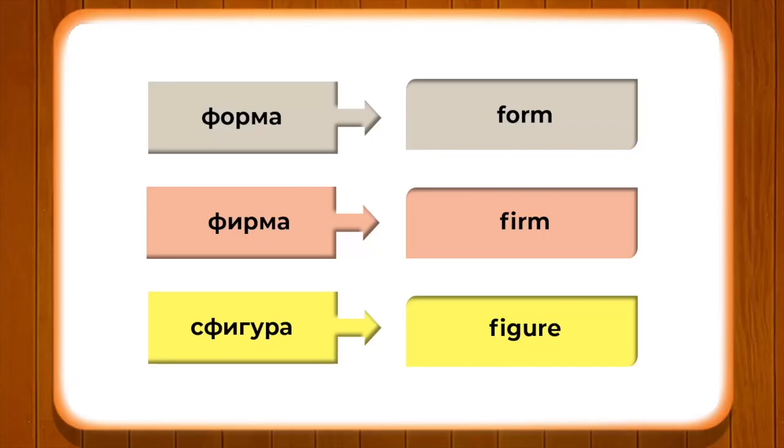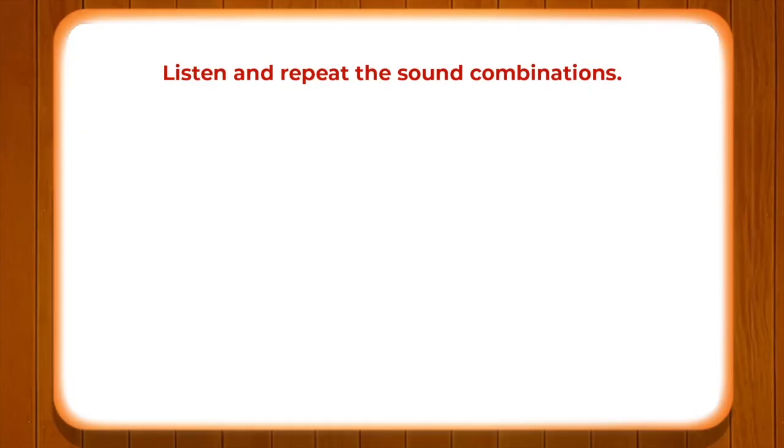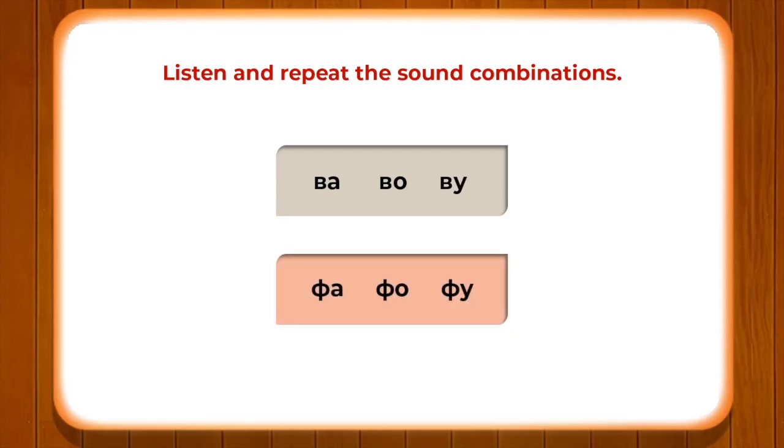Alright, okay, now we will go ahead, let us see a few more such examples. Now we again have a combination of vowels and consonants, consonants and vowels together. Let us see what we have here. We have va, vo and vu. Likewise, we have fa, fo and fu.